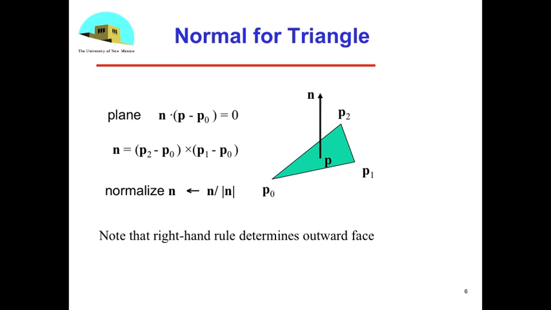We're assuming we have 3 distinct non-collinear points. And then we could easily normalize that and say our normal is the normalization of this normal vector. Right-hand rule, be careful of that, because generally you want the normal to face outward from the face, so you'd want to go P1 minus P0 and P2 minus P0. If you swap one of them, then you wind up changing the direction of the normal.